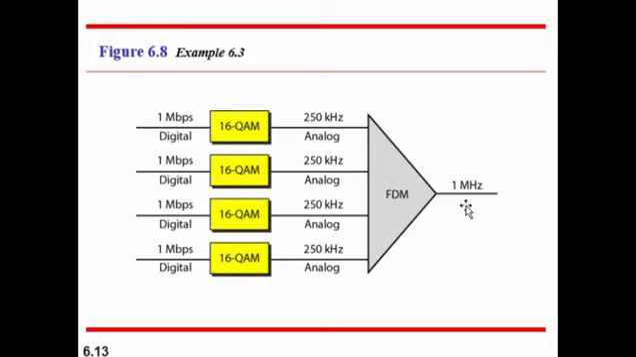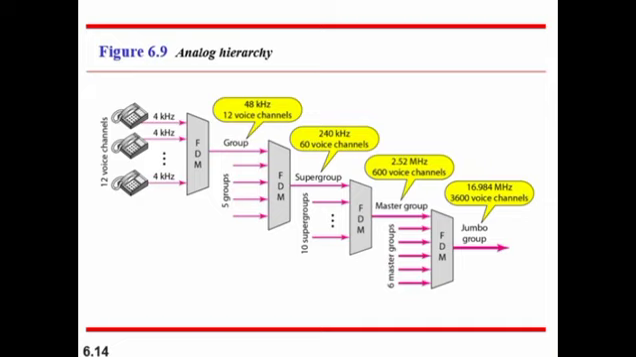Now there is an analog hierarchy. You can see that here we have 12 voice channels of 4 kilohertz each. They are passed through the frequency division multiplexing, and then there is a group of 12 voice channels at 48 kilohertz. Then similarly, we have 60 voice channels at 240 kilohertz, then 600 channels, then 3600 channels. So this is just a hierarchy to show the analog signals FDM process, right?